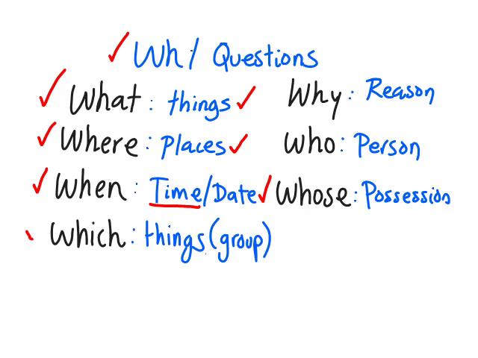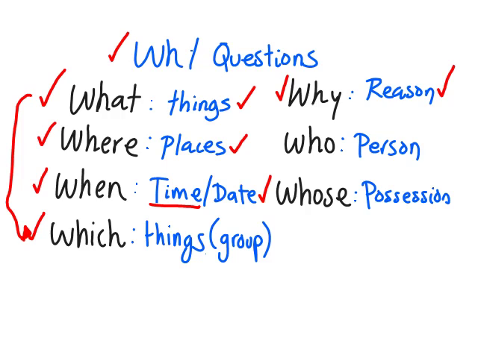Which is very similar to what, but which is when we have several options in front of us, like which car do you like from the bunch? Now we also have why. When we ask with why, we have to explain, we have to give a reason. Why are you so happy? Why are you not here if you're calling on the telephone?